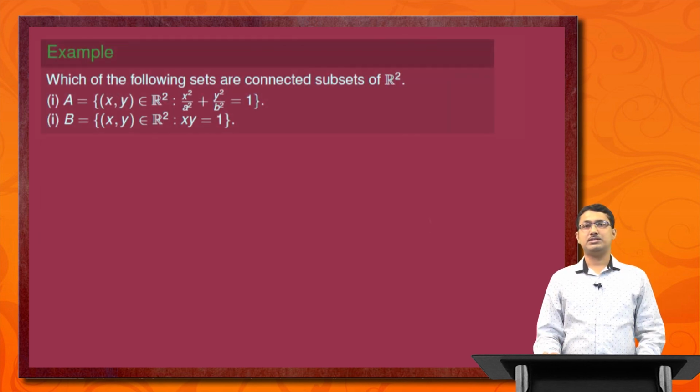Our next example is: which of the following sets are connected subsets of R square? Number 1, A is equal to all such ordered pairs x y such that x square by a square plus y square by b square is equal to 1. That is nothing but the equation of an ellipse, with center obviously at 0, 0. Number 2, B is equal to all such ordered pairs such that x y is equal to 1. That means it is a rectangular hyperbola.